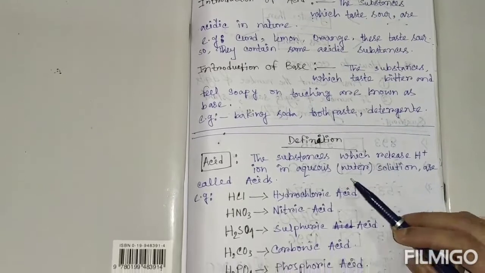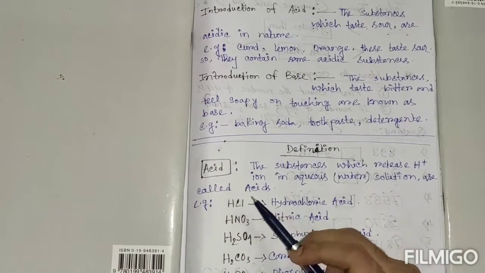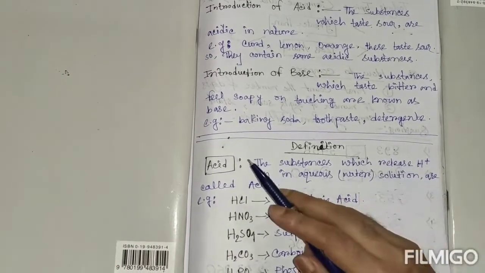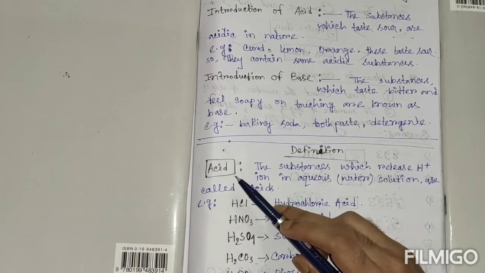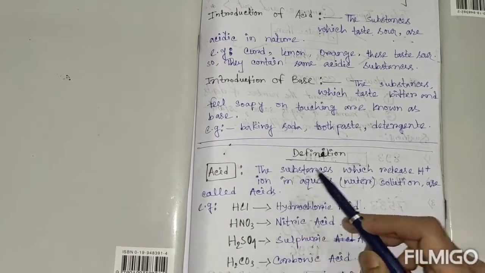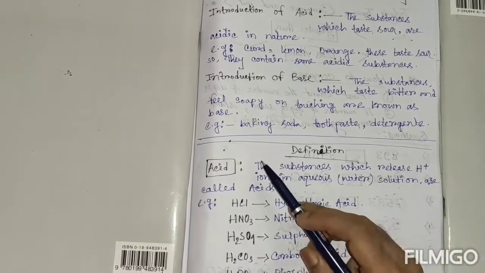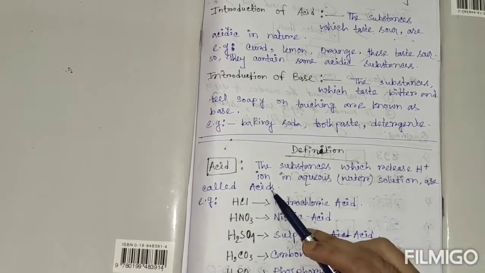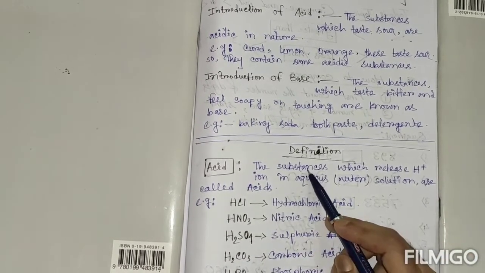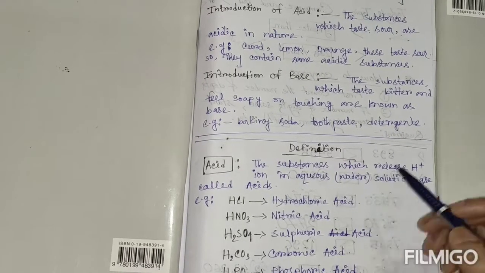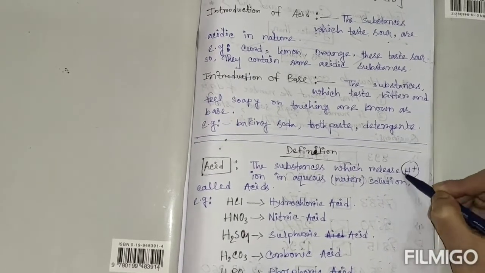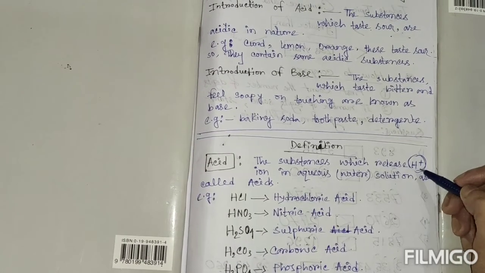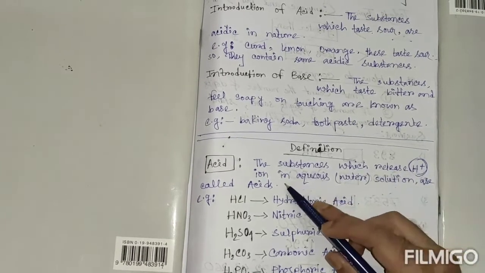Now the actual definition of acid. Now what is acid? Arrhenius was a scientist who gave a definition of acid first. So what is the definition of acid according to Arrhenius? The substances which release H+ ion in aqueous solution, aqueous means water solution, are called acids. That means those substances when mixed with water, will release H+ ion. This part is vital. H+ means hydrogen ion. So the substances which release H+ ion in aqueous solution, these are known as acids.